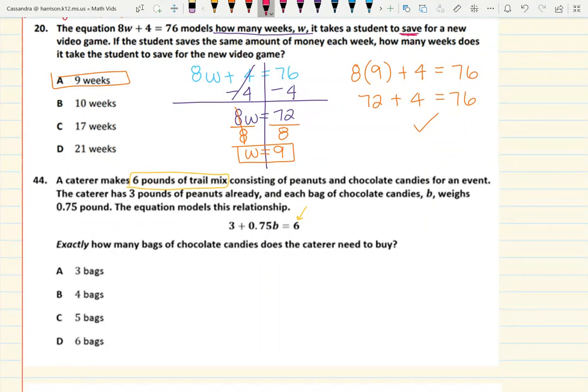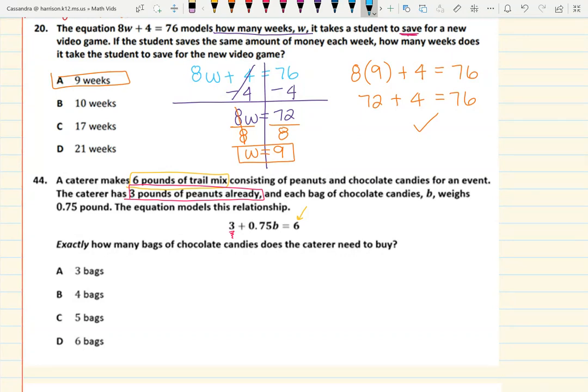The caterer has 3 pounds of peanuts already. So that's like an extra, you know, this consists of chocolate and peanuts. They're telling us right now we already have 3 pounds. We know exactly how much peanuts we have. It's 3 pounds of peanuts. So the other remaining 3 pounds, you might be thinking, well, if it's a total of 6 minus the 3 pounds that are peanuts, that means there's 3 pounds left that must be designated for chocolates. I'm with you on that.